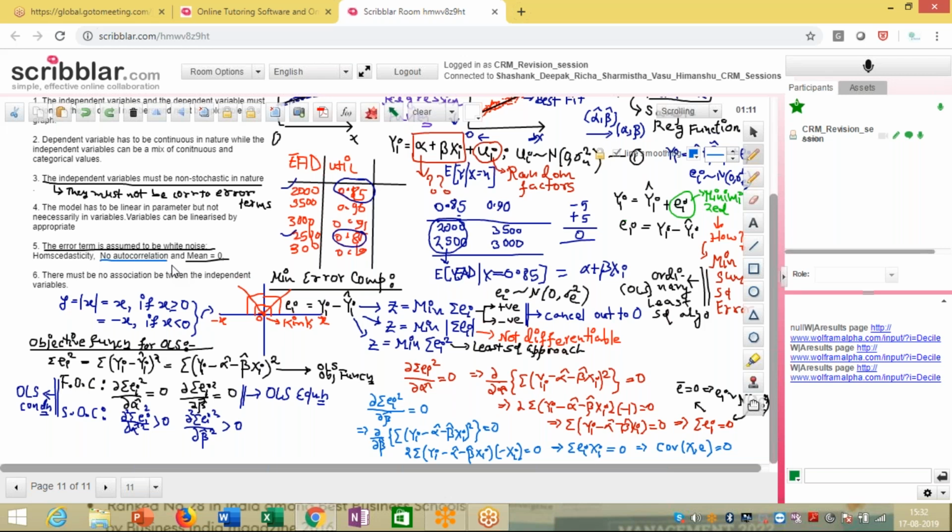To ensure that autocorrelation does not exist, one of the important necessary conditions for OLS is that covariance between X and E should be 0. So you must not have any association between the independent variable X and the error terms E. Now, the importance of this assumption is that if these characteristics are not present in the data, then the best fit line will not be attained using the OLS estimation procedure. Clear?